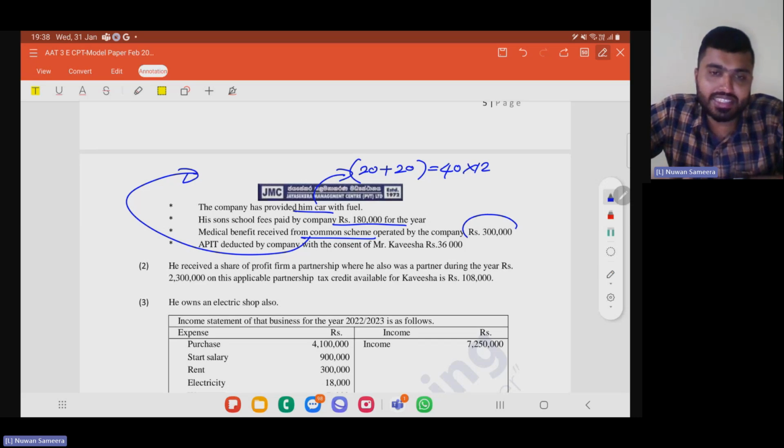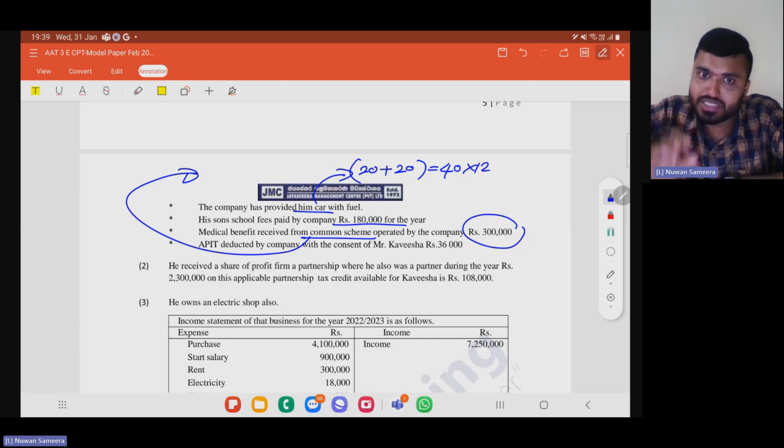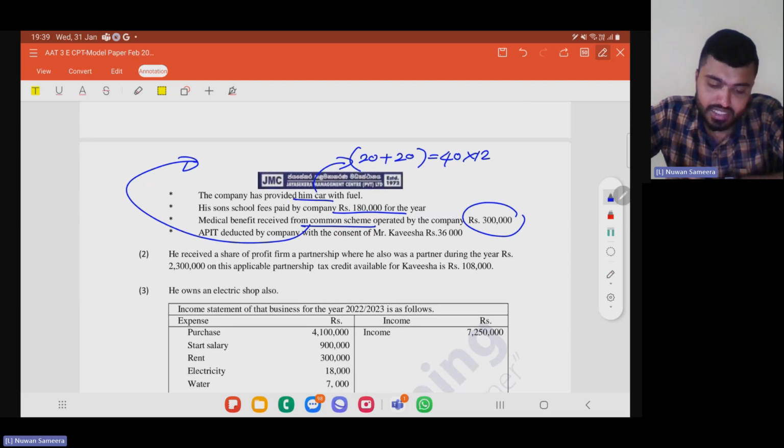If the information says there is no common platform, scheme or mechanism to provide this kind of benefit to all full-time employees in an equal manner, then you are not eligible to exclude this 300,000. Therefore, you need to take that 300,000 as employment income. But in this case, in the question, the medical benefit is received from the common scheme, meaning all employees get the same benefit without any discrimination, right? Therefore, this 300,000 should be excluded from the employment income.